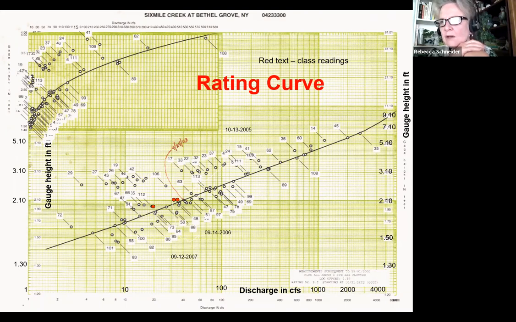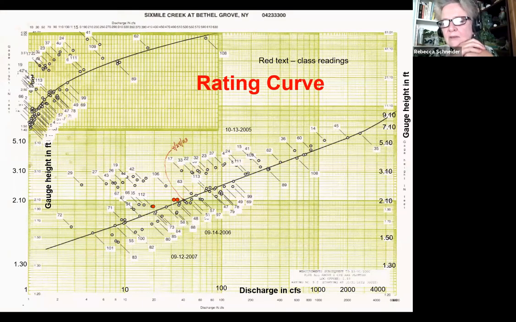And what you see is that we now have a relationship. We don't have to go out every day to measure discharge. We just need to know what the gauge tells us in terms of the depth. If it says it's 3 feet deep, we're getting about 100 cubic feet per second. You'll notice most of the data points fall in the middle, towards the 10 to 100 cubic feet per second.